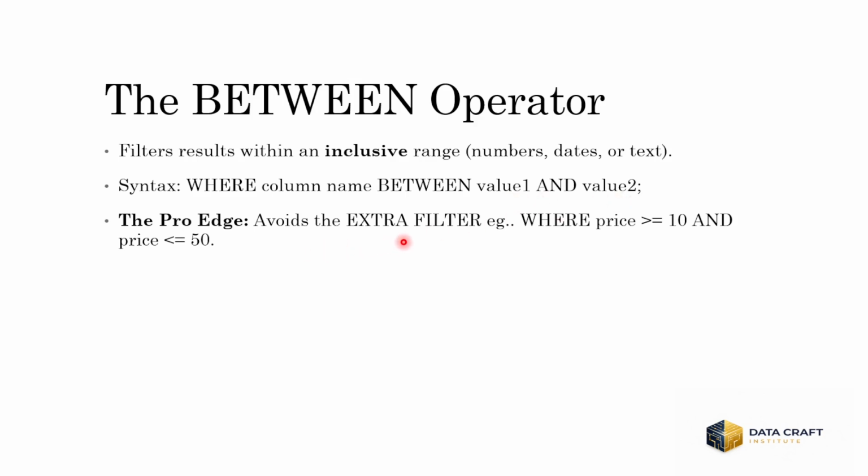So it avoids the extra filter. For example, without between, your filter will look like where price greater than 10 and price less than 50. This can be replaced with where price between 10 and 50.